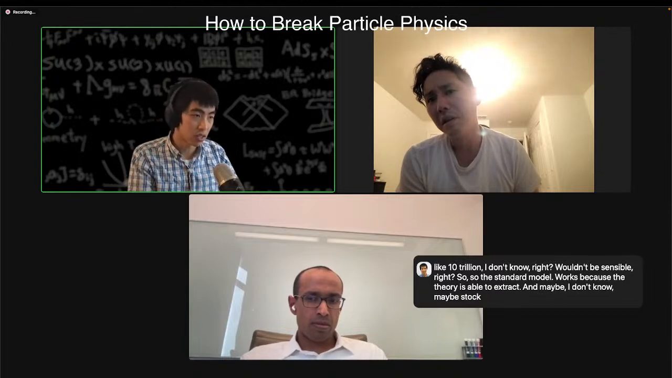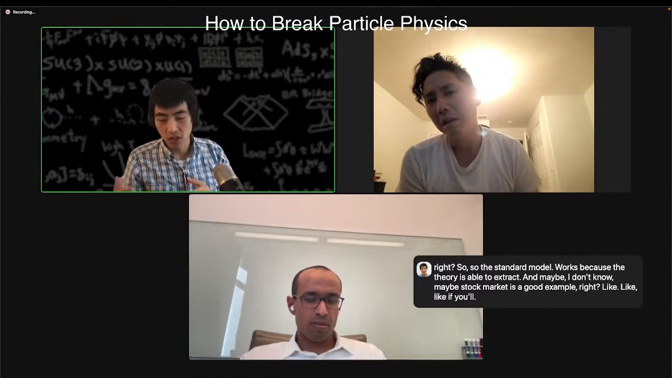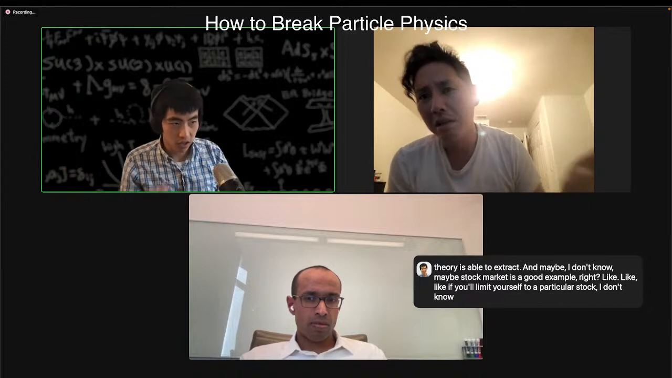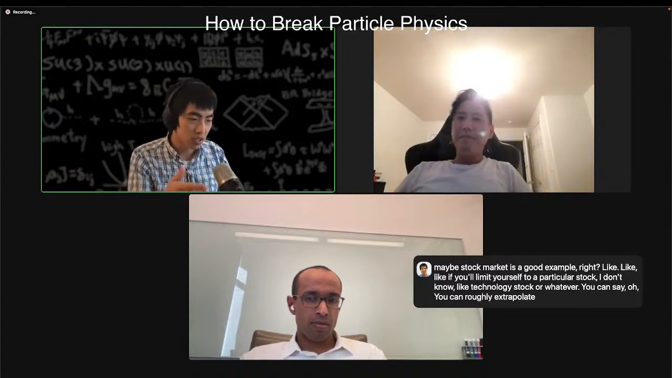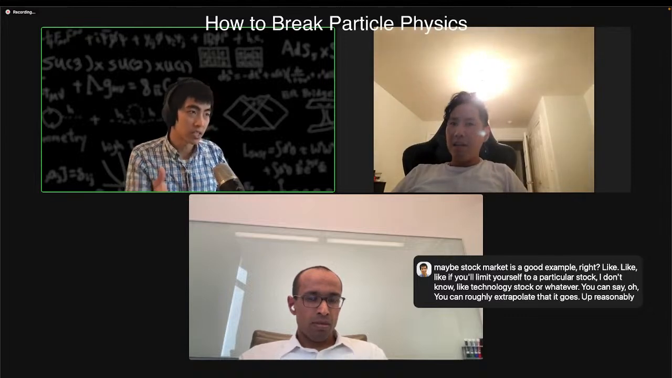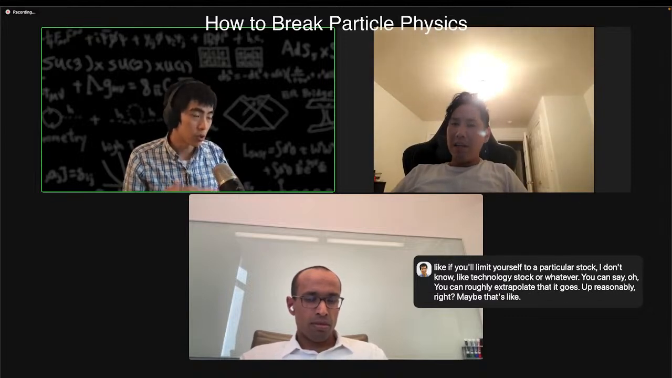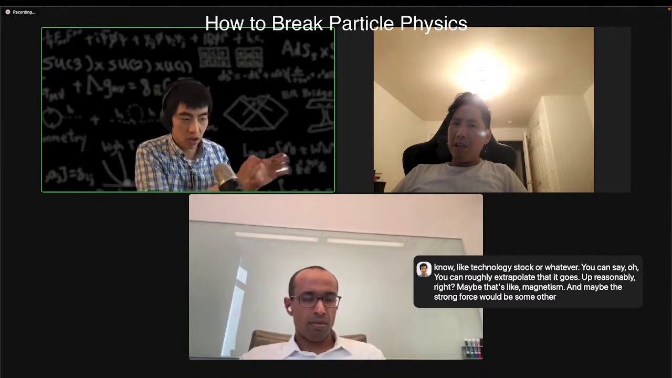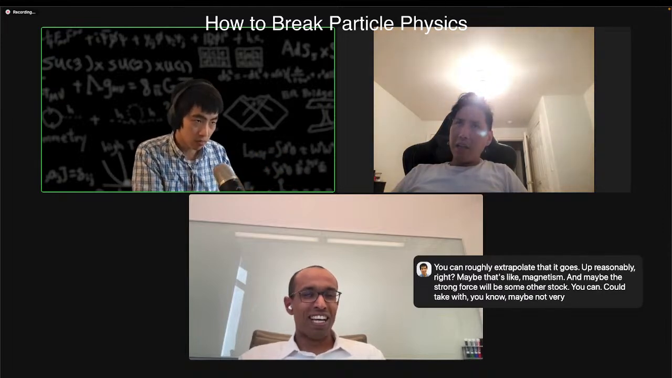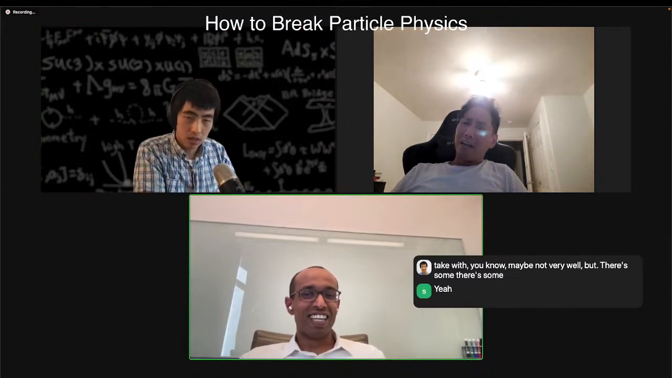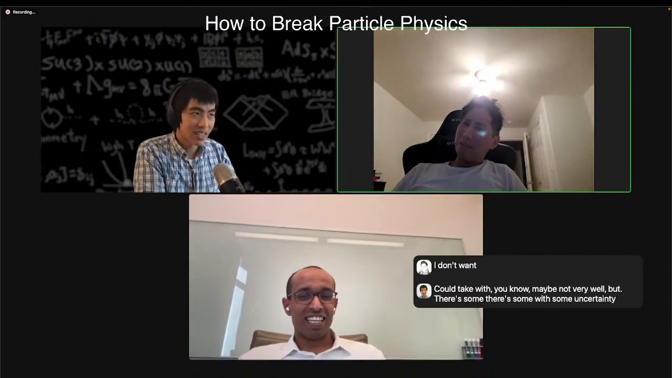So the standard model works because the theory is able to extrapolate, and maybe the stock market is a good example. If you limit yourself to a particular stock, like a technology stock, you can roughly extrapolate that it goes up reasonably. Maybe that's electromagnetism, and maybe the strong force will be some other stock. You can predict, maybe not very well, but with some uncertainty.